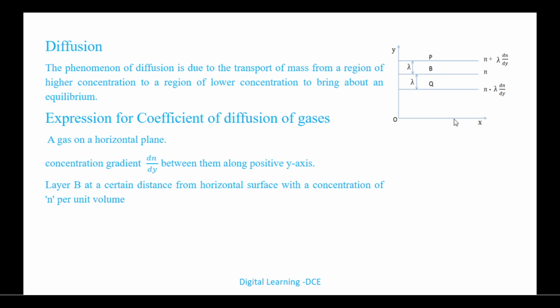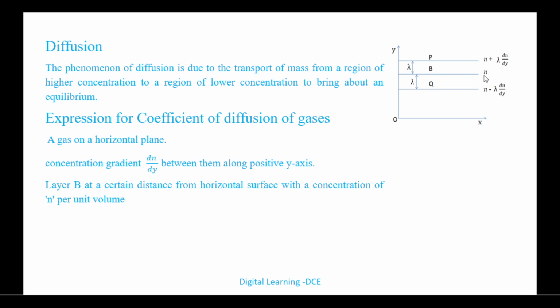Let the concentration of the gas molecules along this layer be n, and it is constant. That is, the layer B, which is at a certain distance from the reference plane or horizontal plane, has a concentration n. That is, per unit volume, n is the concentration of the gas at the layer B.